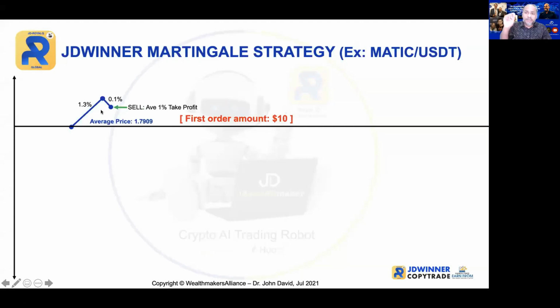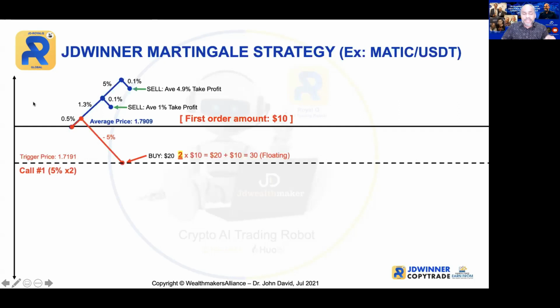Now, some people ask me, how about if the market is aggressive and goes all the way up? Let's say it goes all the way to 5%. This robot is intelligent. That's why it is an AI robot. If the market is aggressive and it goes all the way to 5%, then once it calls back 0.1, it will sell. Can you see that when it sells, your profit will be about 4.9%? Isn't that awesome?